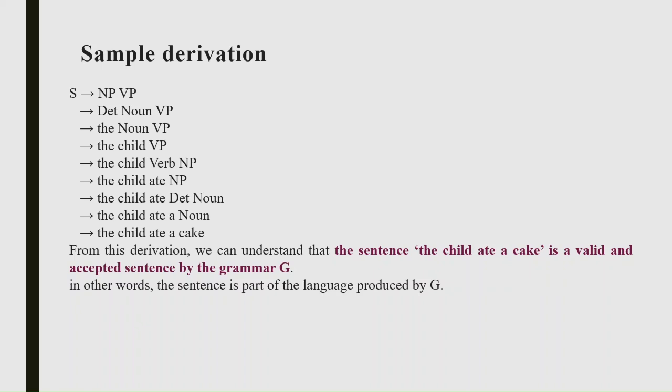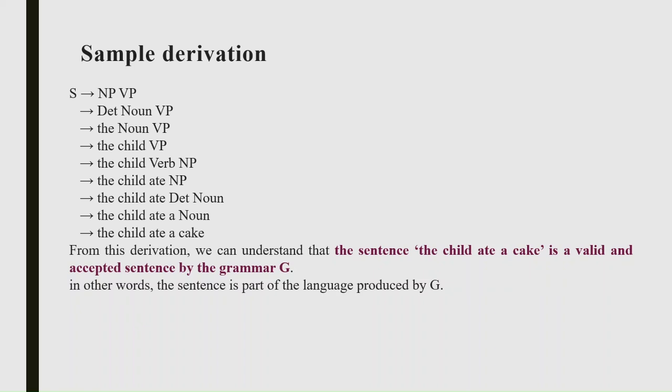Then noun is changed to child, the child VP. VP again is split into verb and NP. So the child ate, verb is ate. NP is again a determiner and noun. So the child ate, determiner is a, and noun is nothing but cake. The child ate a cake. From this derivation, we can understand that the sentence the child ate a cake is a valid sentence accepted by the grammar G. Okay, so if you derive like this, then it becomes a context-free grammar.